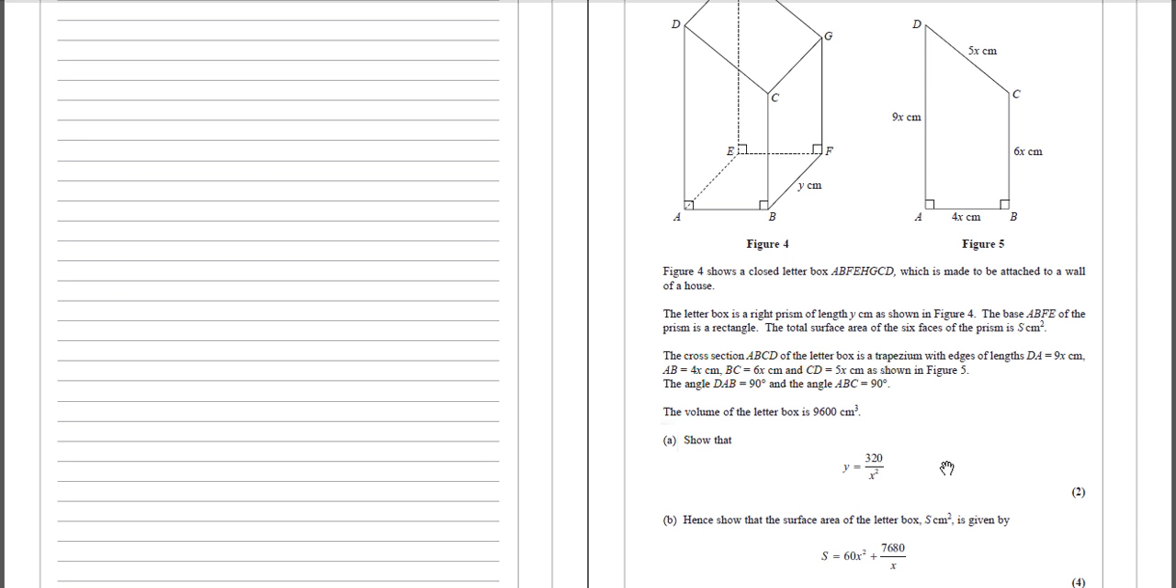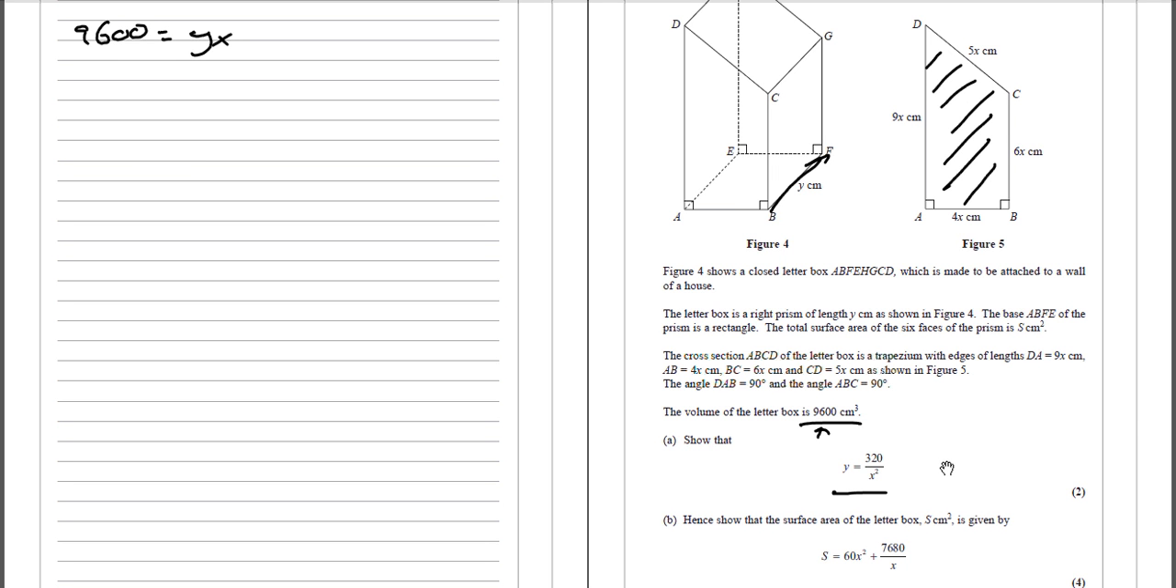We've been told that the volume is that. So we've now got to show that y equals this thing here. The way we're going to work out the volume is we work out the area of the cross section, times it by y, and say that equals 9,600. So 9,600 equals y times the area of the cross section.